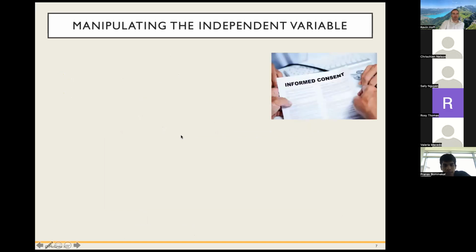All right, so with experiments, we've got our sample figured out, and then the next thing we're thinking about is how to manipulate the independent variable. That means setting up the experiment in such a way that we have a manipulation in the experimental group, and the control group doesn't have that manipulation or has a variation of it.